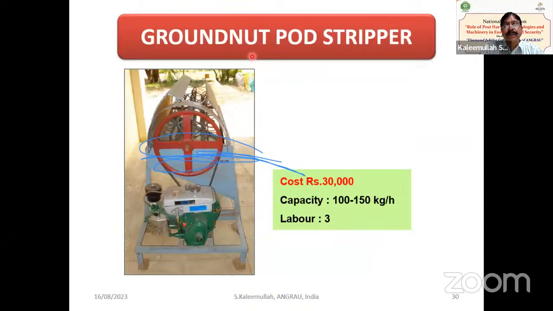Next is the groundnut pod stripper. This type of groundnut pod stripper has a capacity of only 100 to 150 kg per hour, and labor required is 3, and its cost is around 30 to 40,000 rupees.